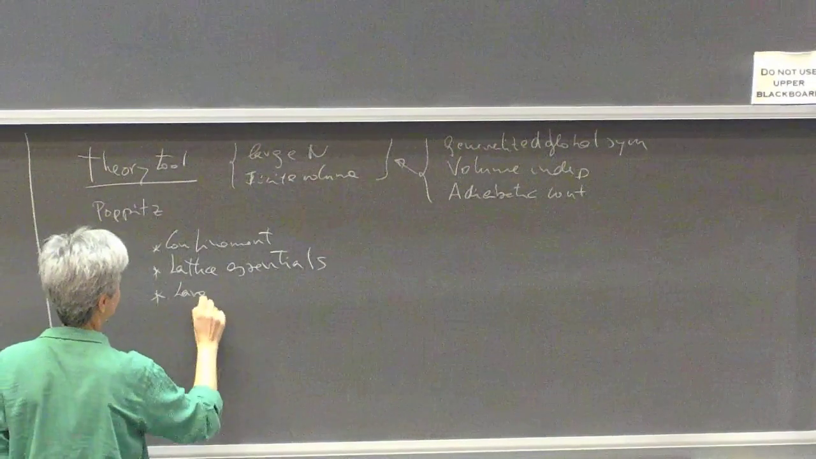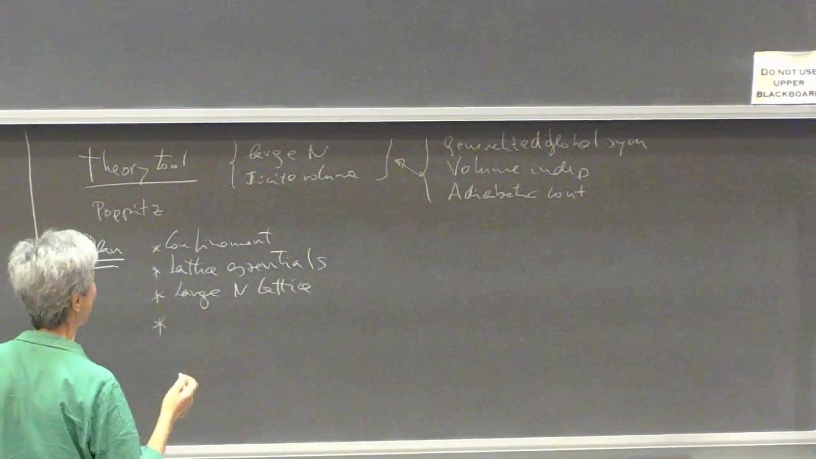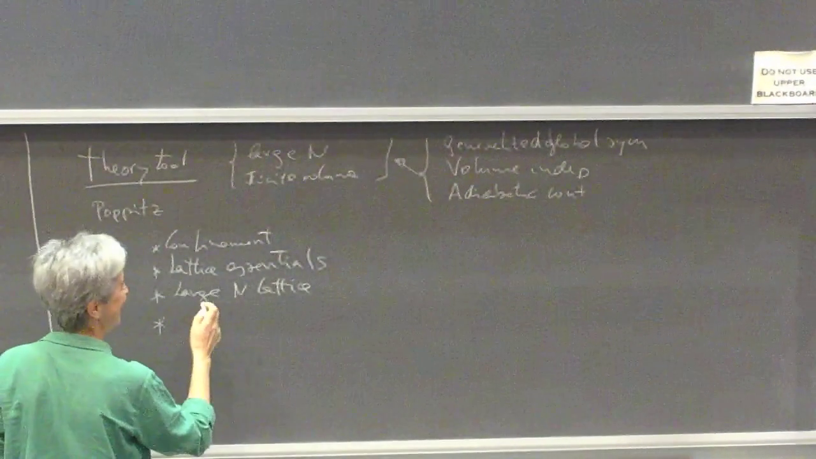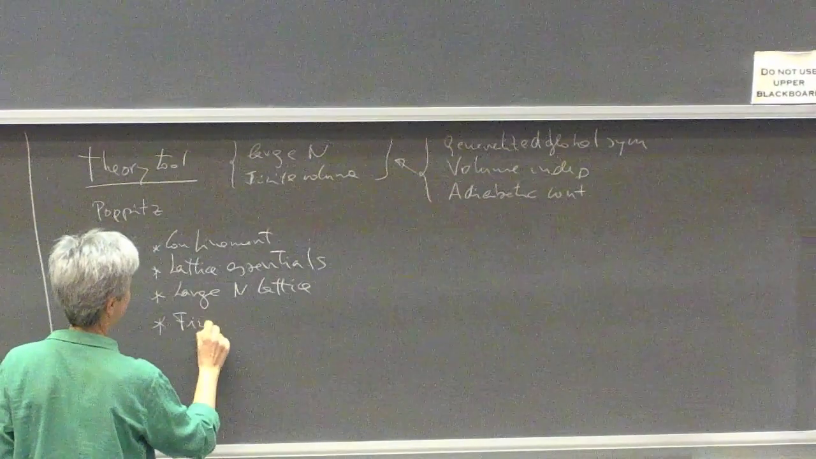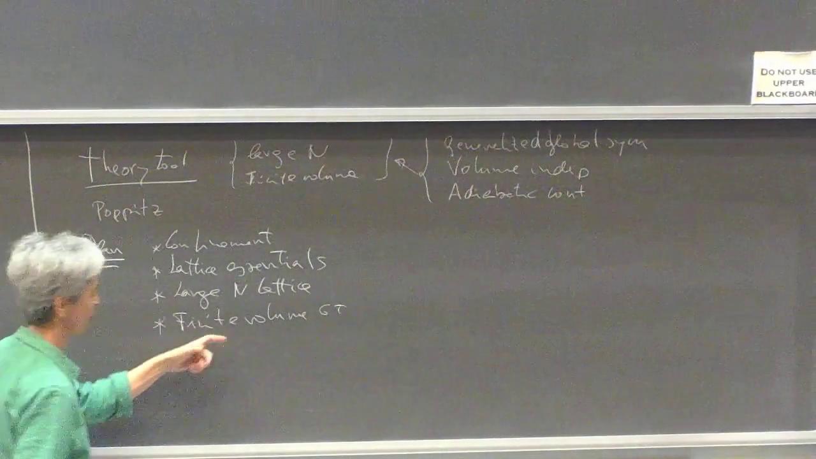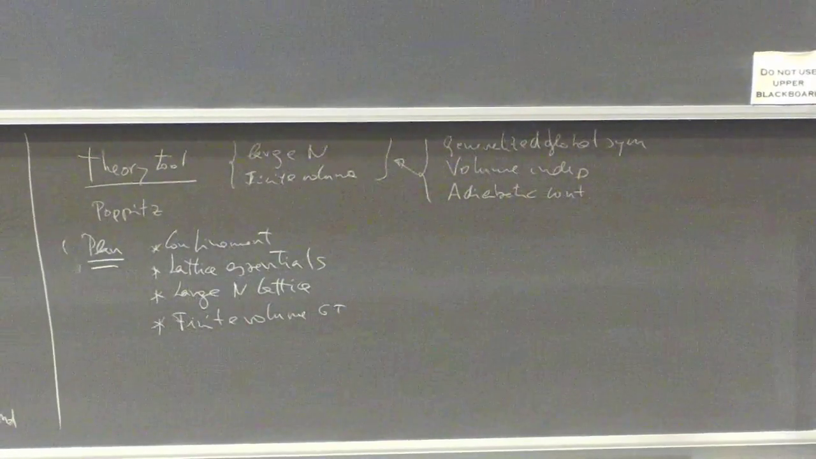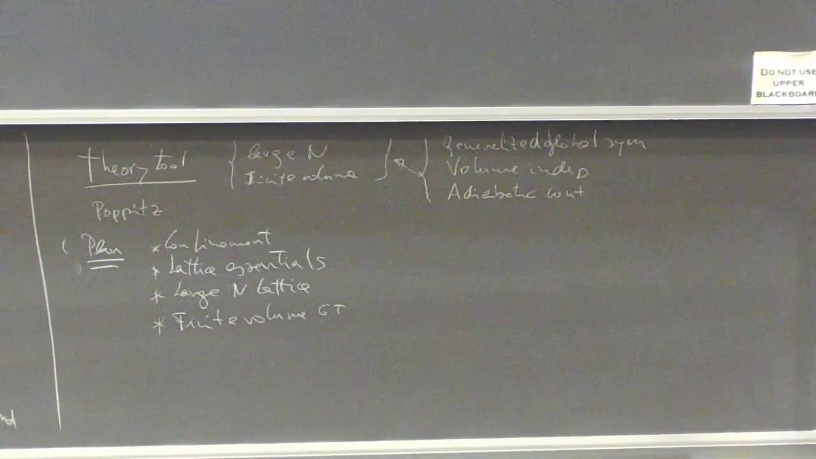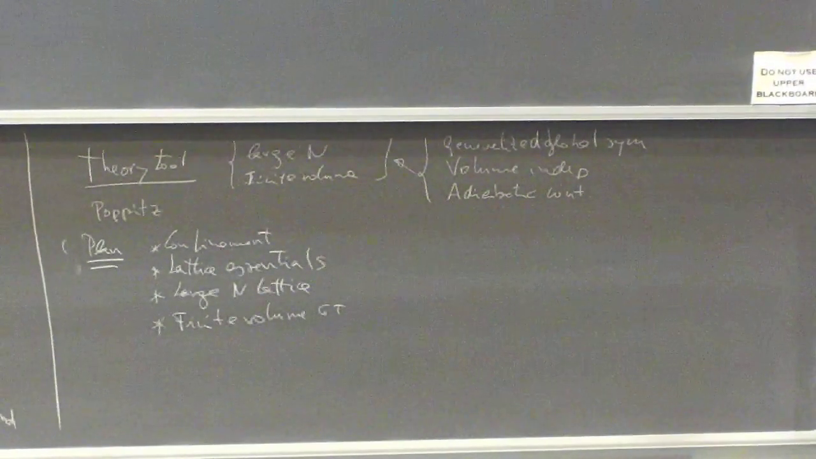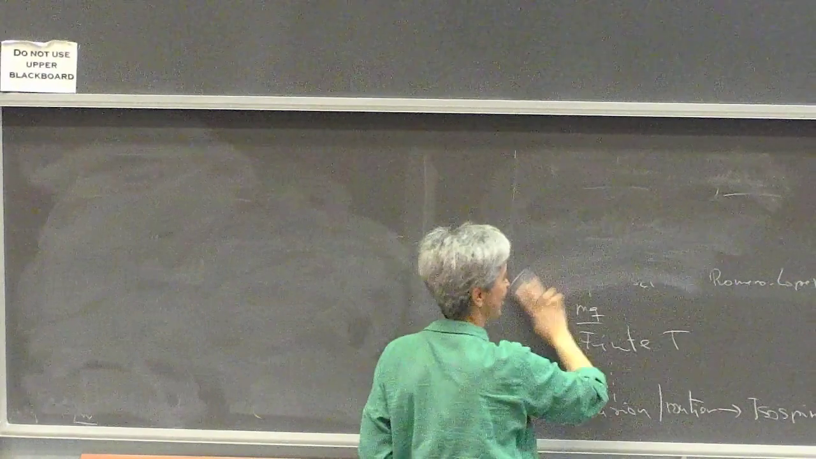Then large N on the lattice. And if I have time in the afternoon, which we will see, finite volume gauge theories, both continuum and lattice, a combination of both. So let me start with confinement, which is basically what boosted from the beginning the use of lattice gauge theories as a theory tool to investigate things in quantum field theories.